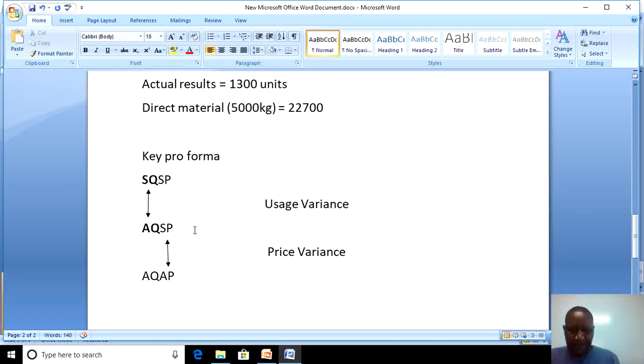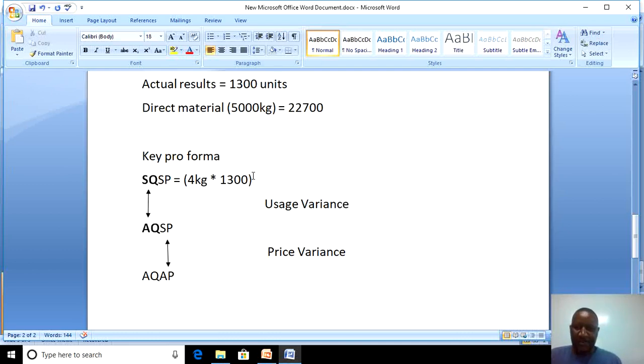SQ, SP, standard quantity multiplied by standard price. So what was the standard quantity? Standard quantity of the actual output, we are told that each unit takes 4 kg. That's from the question. So what will be the standard quantity of the actual output? We are told that actual output was 1,300. So actual output 1.3 multiplied by the standard quantity per unit 4. That gives us the standard quantity.